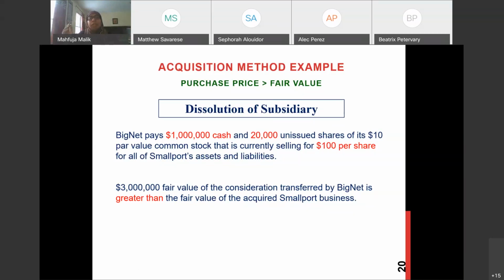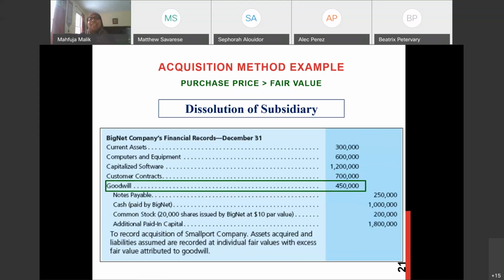So now you know their fair value is 2.55 million, but they are paying 3 million. And the difference, you already know that. The difference, we call it goodwill. Now, how will it look on your journal entry? This is a separate scenario, right? What if their purchase price is 3 million?